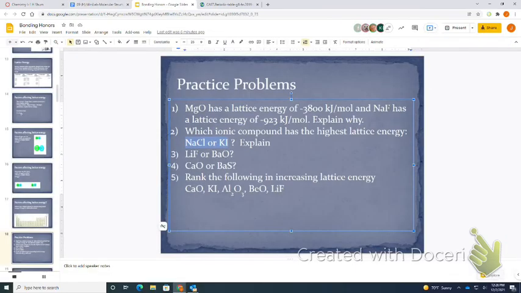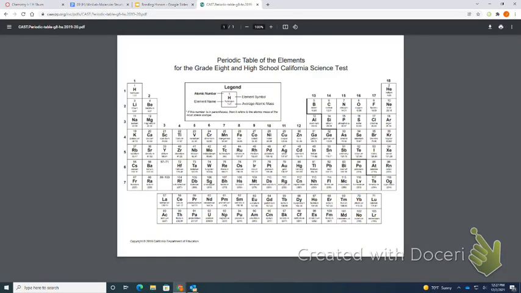Oops, wrong one. So LiF or BaO. Let's check it out. LiF, BaO. This one's pretty easy. LiF is +1, -1. BaO is +2, -2. Immediately, bigger charge, higher attraction, higher lattice energy. Okay?